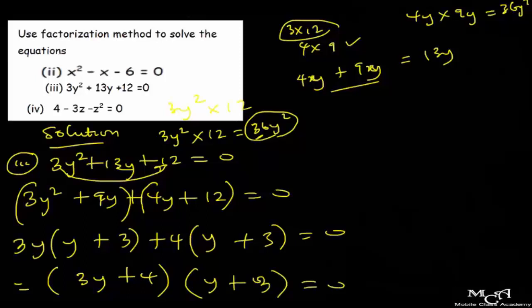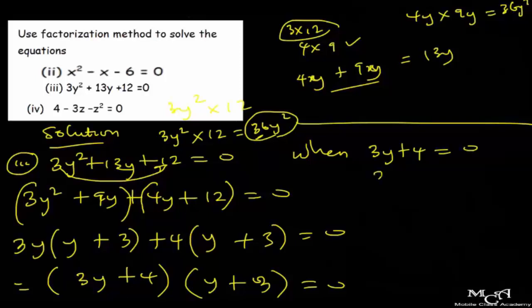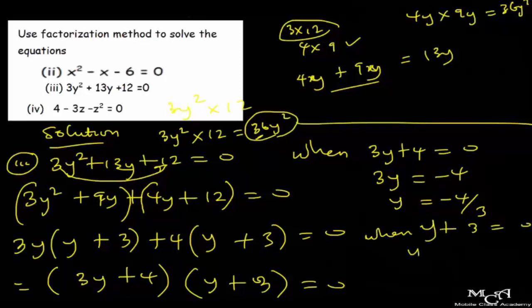So at this point, when 3y plus 4 equals 0, 3y is equal to negative 4, and then y equals negative 4 over 3. Or we can say when y plus 3 is equal to 0, y equals what? Negative 3. So that's our final result to that particular question. So that is how to solve that question.